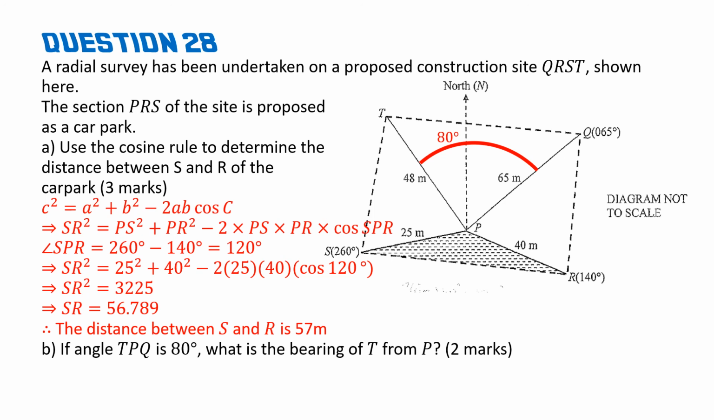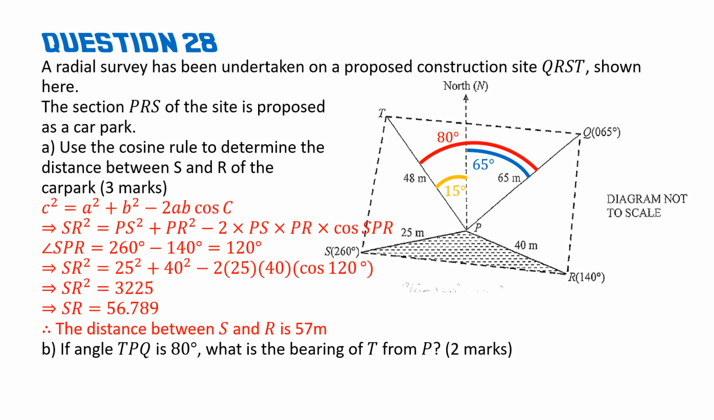Well, we know that from north over to Q is 65 degrees because it tells us its bearing is 065. So that blue angle in there is going to be 65 degrees. So what then is the other angle from the north over to T? Well, it's going to be the difference between 80 and 65. So that's going to be 15 degrees, that orangey angle in there.